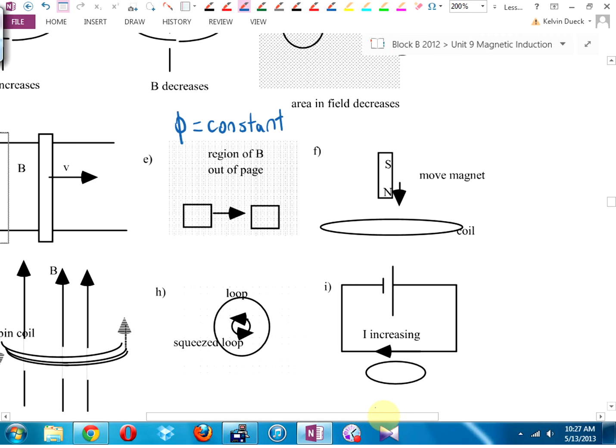What about F? As this magnet moves closer, the number of magnetic field lines going through that coil, will they increase or decrease? Yeah, because it's just like when I move the flashlight closer to the masking tape. You can imagine, hey, more light's going through it now. So flux is going to increase.